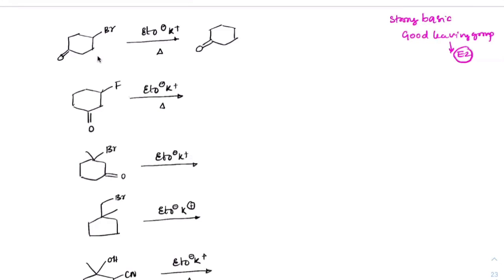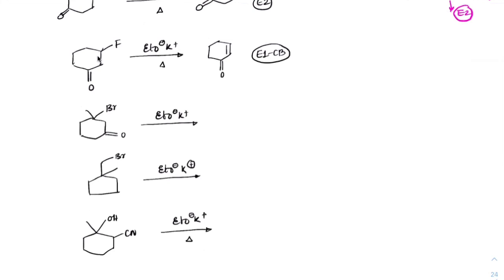So E2 means just adjacent to that bromine, you'll get a double bond. Fluorine, if you remove fluorine from here, it's a weak leaving group. And at the gamma position, there is a helping group here, double bond O, which can stabilize the carbanion forming. So it will definitely go through the E1CB mechanism. So the first one is an E2 mechanism, and this one is an E1CB mechanism. Next one.